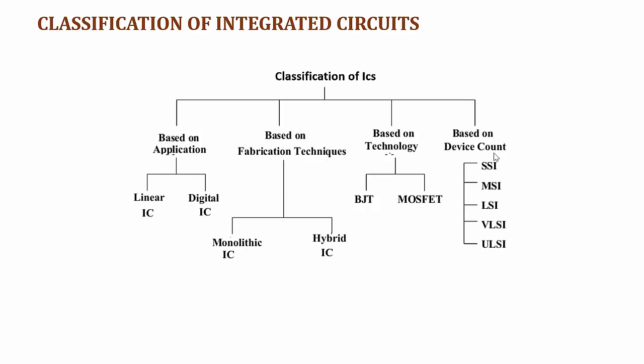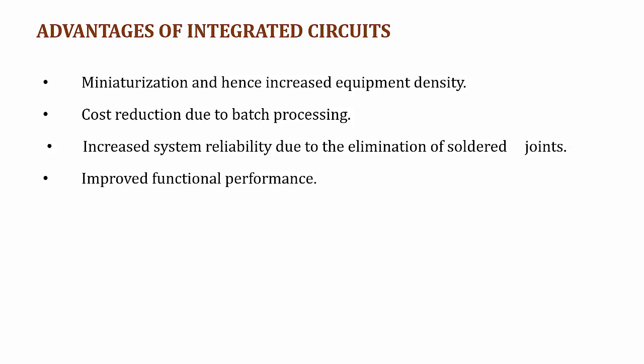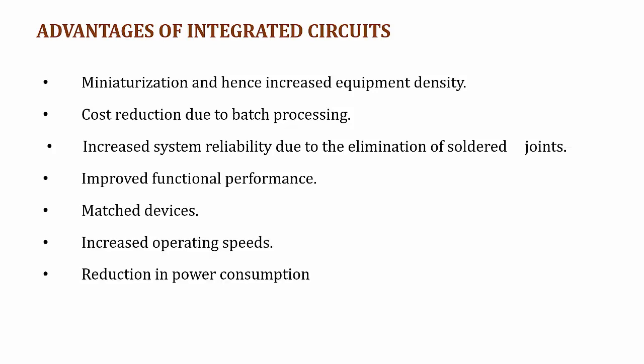The next and final classification is based upon the device count. As we have already seen, according to the transistor count, it varies from small scale integration to ultra large scale integration. The advantages of integrated circuits: it is miniature in size with increased equipment density. Millions and billions of transistors and active and passive components are there.